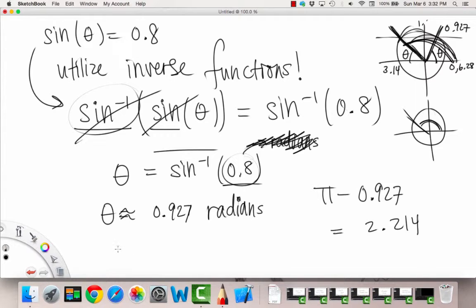Okay? So to find all solutions, we just add and subtract multiples of 2 pi in order to keep going around and around and around our circle, right? So ultimately, our solution set is going to look like this. We have pi is equal to 0.927 plus or minus 2 pi k, and also 2.214 plus or minus 2 pi k. Alrighty?